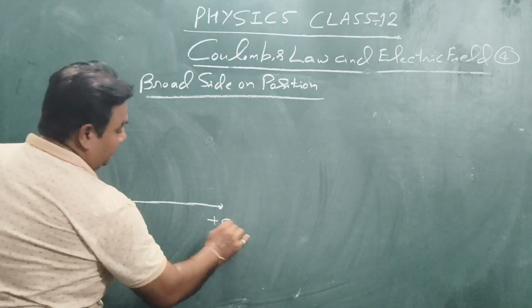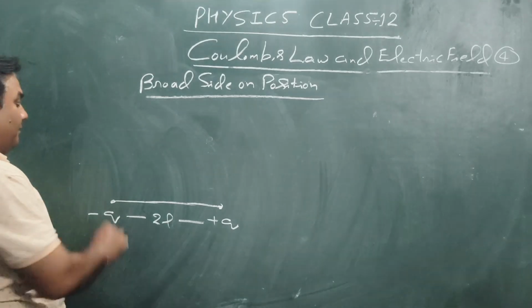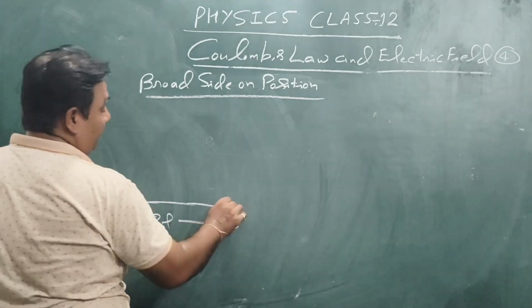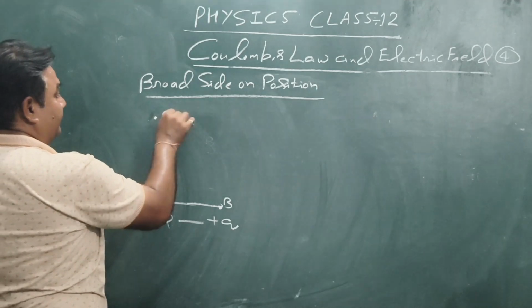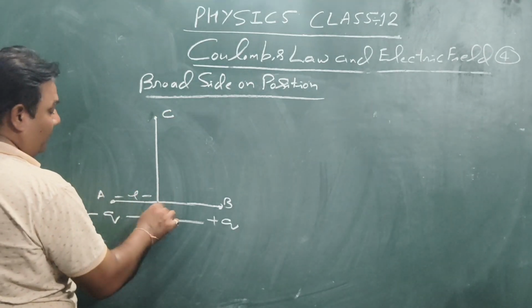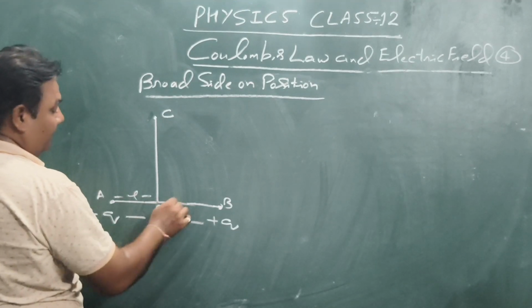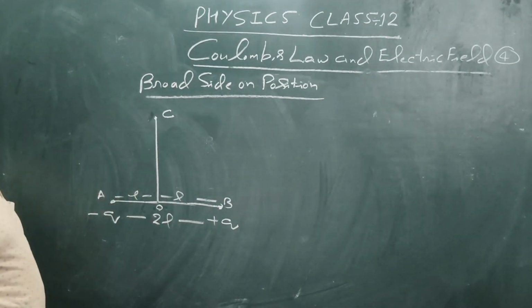q charge, and the distance between them is 2L. It is placed in a medium whose dielectric constant is K, and C is any point at a distance R from the middle point O of the dipole. This distance is R, and the distance of each charge from O is L. At point C we have to find the intensity of electric field.